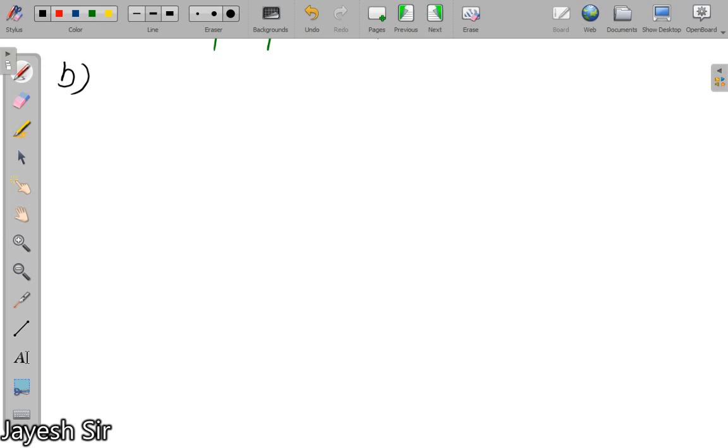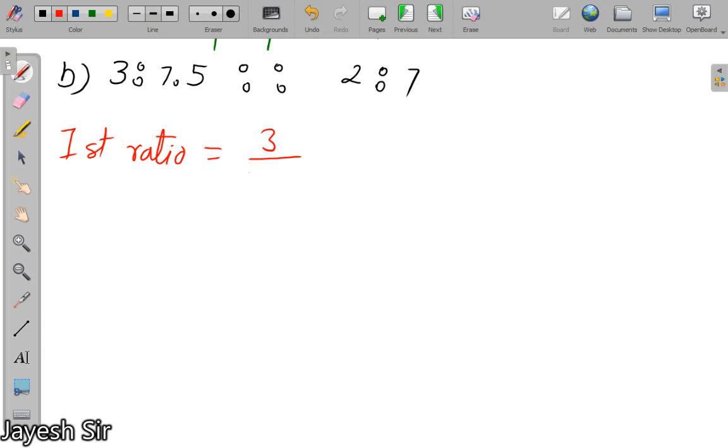B part is 3:7.5 proportion sign 2:7. Okay, so let us repeat the process. First ratio, 3 upon 7.5, that is 30 upon 75.